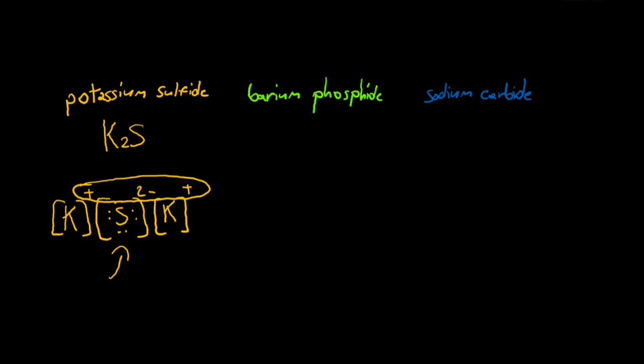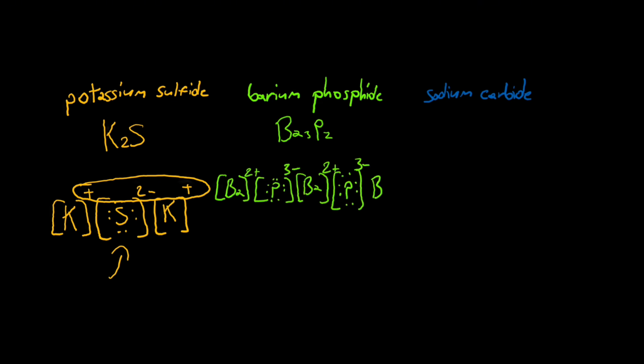Next, barium phosphide, which would be Ba3P2, meaning that we need 3 bariums and 2 phosphorus ions. And taking a look at the periodic table, barium has a positive 2 charge, and phosphorus has a negative 3 charge. So drawing out the ions barium, phosphide, barium, while also checking to see if the charges balance, and it looks to be good.